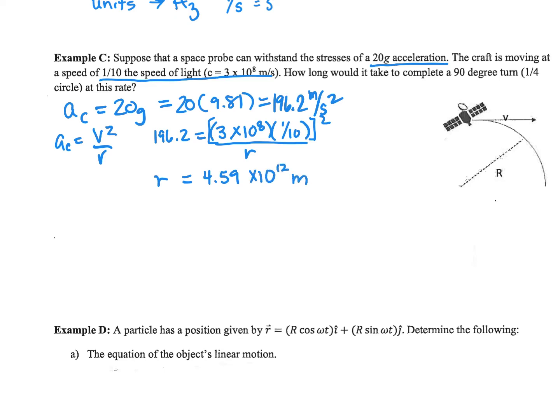So if we have that, now we can figure out what the time is. We want to know the period. Time would be the period, right? The period is 2 pi r over v, but we only want to go a quarter of the way, don't we? So we're going to multiply that by 0.25. Okay? So we can do that, can't we?